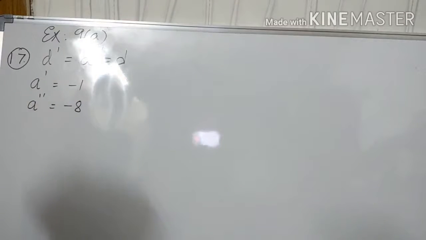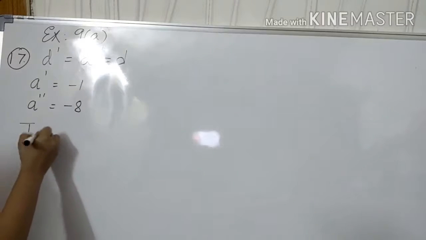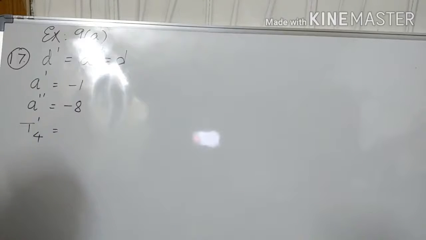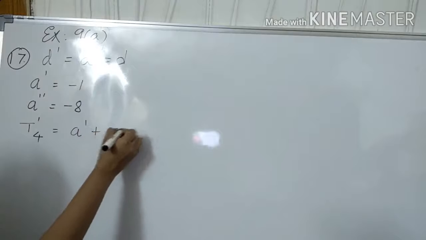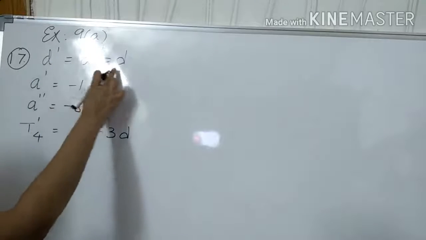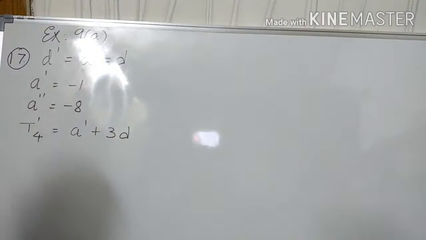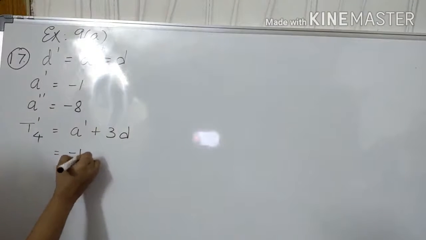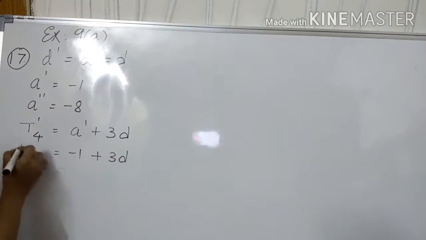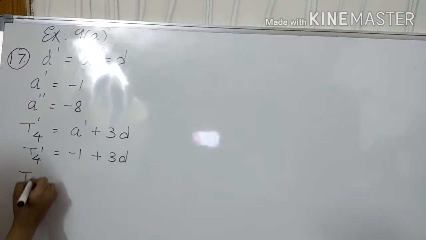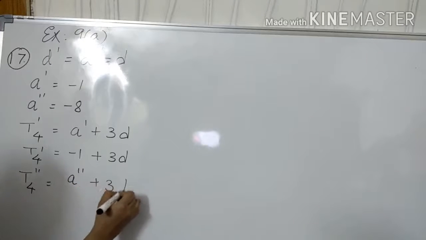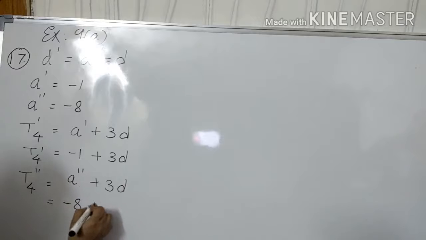Now what do we want to find? The difference between the fourth terms of the two APs. Let us take the first AP's fourth term T4'. Here I write a' + 3d. Why d? Because d' and d'' are the same in both the APs. Now a' is -1, so T4' is -1 + 3d. Now T4'' for the other AP is a'' + 3d, and a'' is -8, so -8 + 3d. So here I get two values, one is T4' and the other is T4''.